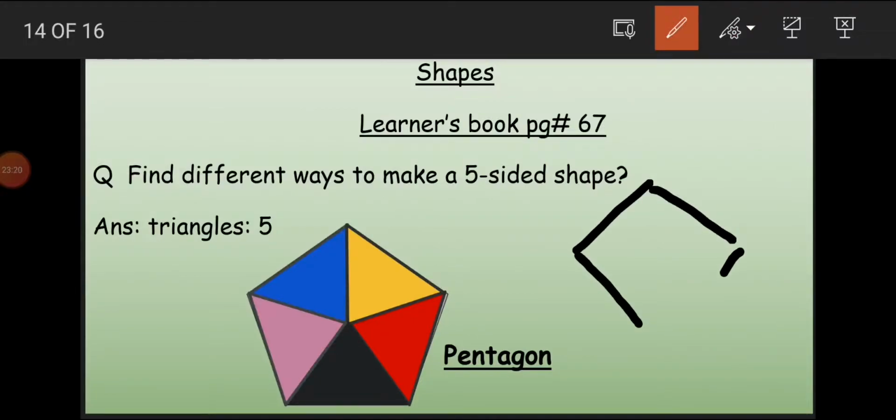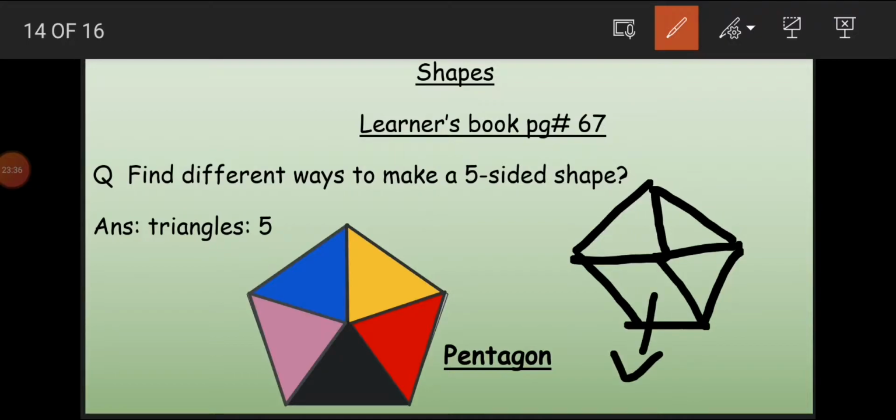If I am making this pentagon, a 5-sided shape, you will use another shape instead of a triangle, or more than a triangle. For example, I am using 2 triangles here. Now you can see this is a parallelogram. This is a triangle, this is a triangle, this is a triangle. I have tried it in that way, using a parallelogram also here.